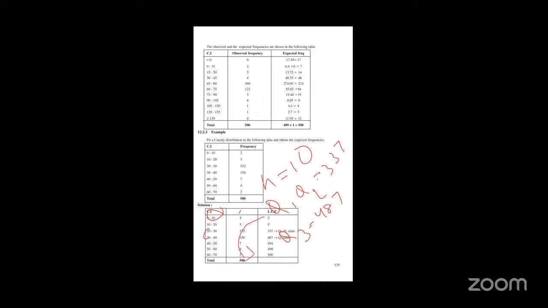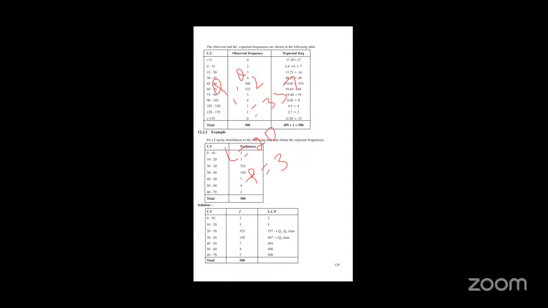For Q1, what is the L value? L is 20. Q1 and Q2 equal 337. For this, the L value is 20, the F value is 332, and the CF value is 5, the cumulative frequency of the class above. So this is about h equal to 10 only, and this is about Q1 and Q2.